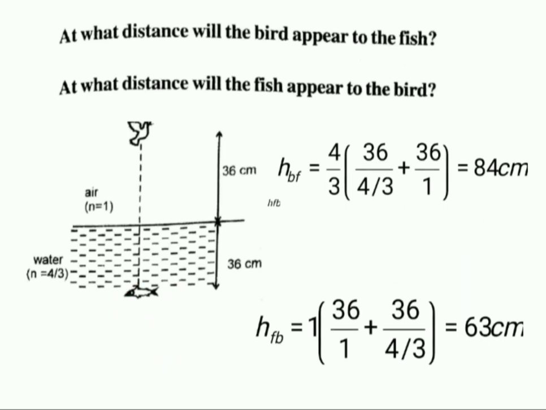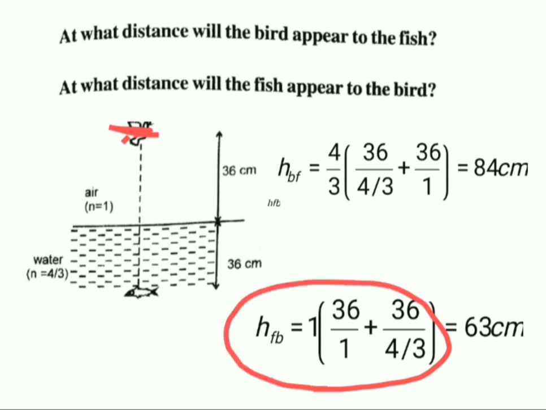Now reverse. If bird is observing the fish, so h of fish with respect to bird. Who is observing now? Bird is the observer and object is fish. Start from the observer. Medium in which observer is present is 1. So 1 into my second formula: 36 by 1 plus 36 by 4 by 3.